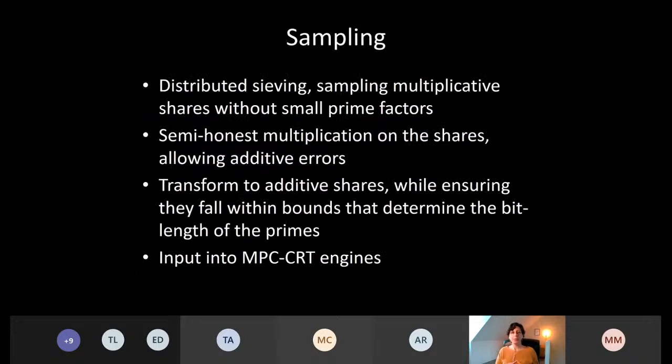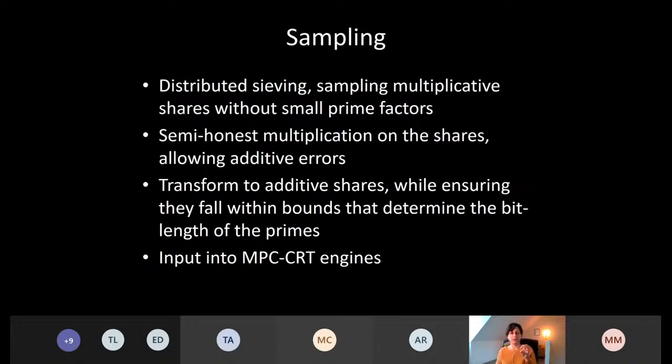So we start with sampling. As I said, we sample multiplicative shares for increasing our chances of P and Q being primes. And for efficiency reasons, we multiply these shares to create additive shares in a semi-honest fashion. So the parties are allowed to insert additive errors into these shares. Now, in our setting, this is allowed because the product N will later be opened, so we can check that it is within the bounds that we have preset, and that it is co-prime with this M sample that I discussed earlier with the distributed sieving.